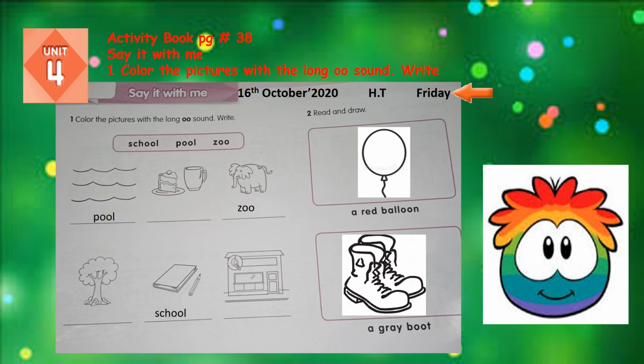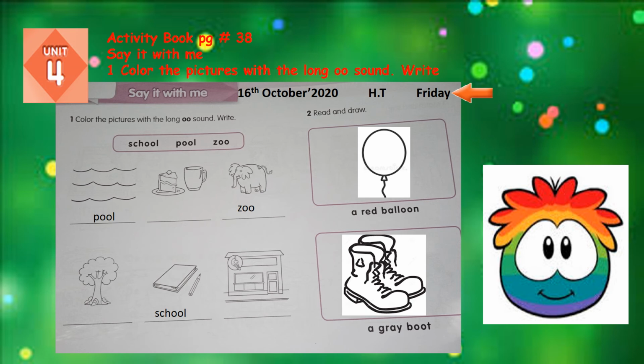Now open activity book, page number 38, unit 4. Say it with me. The instructions are given on the pages. Color the pictures with the long oo sound. Full stop and write. All of you first write date on the top of the page. 16th October, 2020. Leave little space and write capital H dot capital T. Then at the end you will write Friday. F-R-I-D-A-Y, Friday.